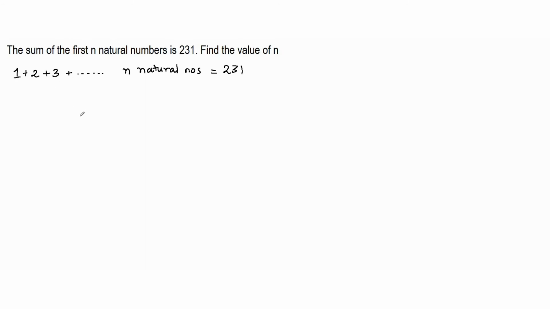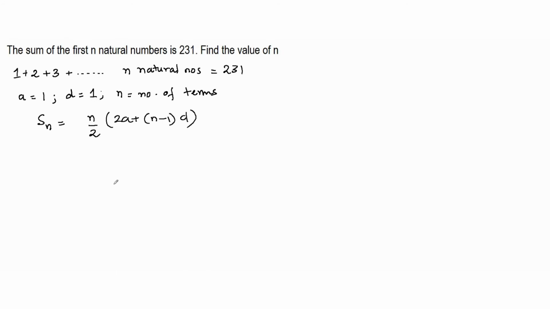So we know that this is an arithmetic progression. Therefore, I can use the concepts of arithmetic progression. The first term in this arithmetic progression is 1. The common difference is also 1. And n is the number of terms that I have. So I know that the formula for Sn, the sum, is given by n by 2 times (2a + (n - 1)d).